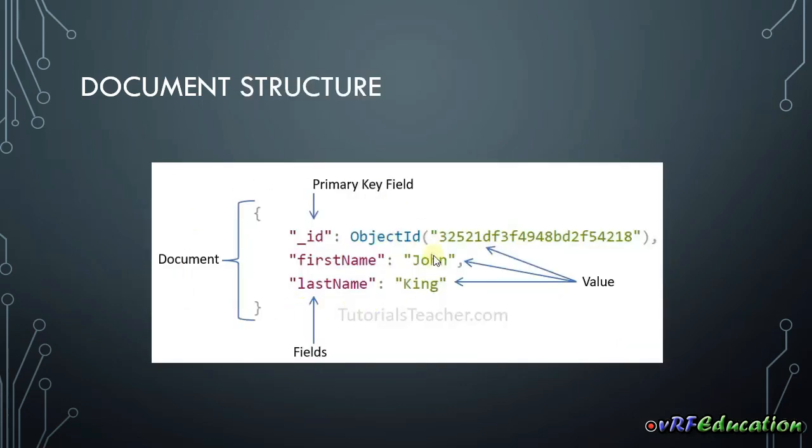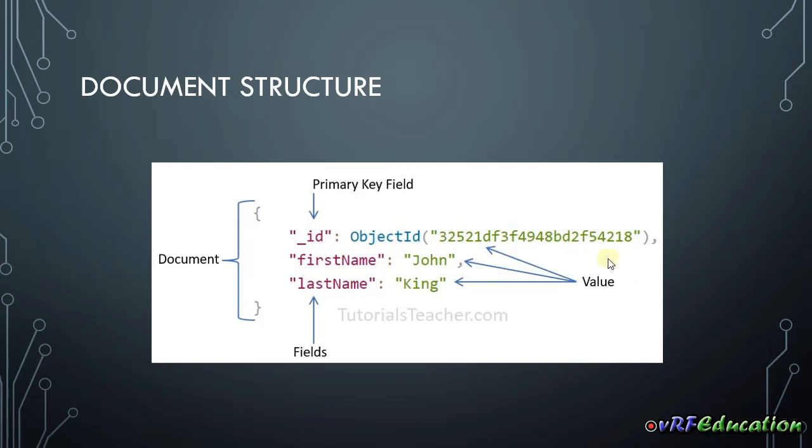Here we have a document. A document is contained within curly braces. It contains multiple fields in key and value notation. This is the key and this is the value. And here we have underscore ID, first name and last name as the fields. And the values are separated using the colon.